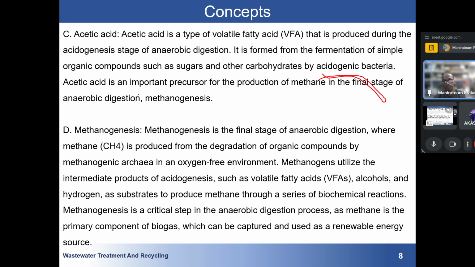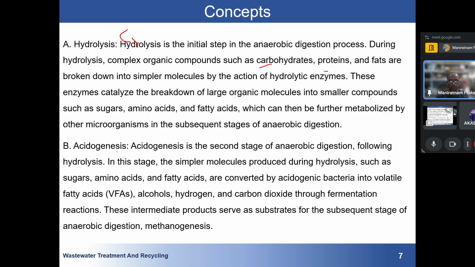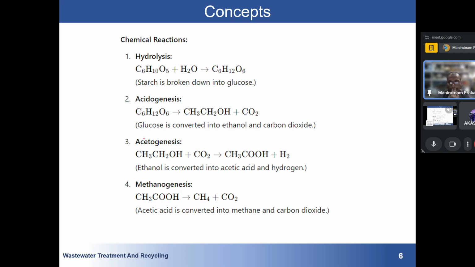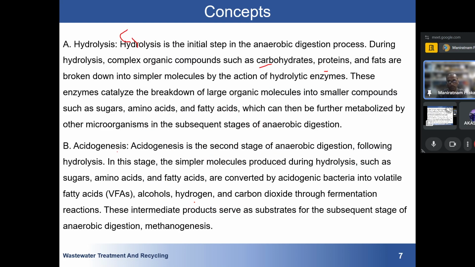So what will happen is that this acetic acid which has been formed, you can see from this example, ethanol in the presence of CO2 is getting converted into acetic acid and hydrogen, and this will finally help in the production of CH3COOH. This acetic acid will then be converted into methane and CO2.